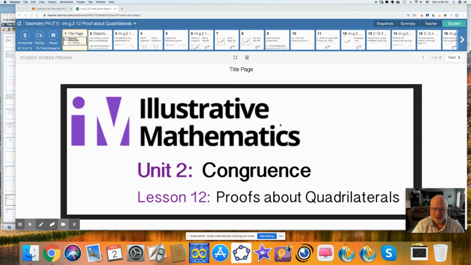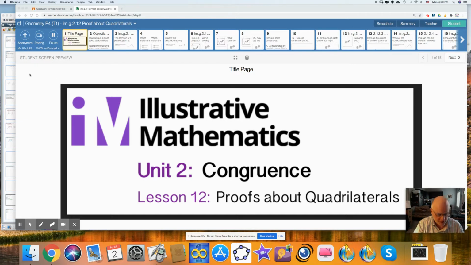Hi, I'm Mr. V, and today we're talking about congruence, which is Unit 2 of the Illustrative Mathematics, and we're in Lesson 12, which is proofs about quadrilaterals. In the next 2 days, we'll also be talking about more proofs with quadrilaterals. We've been doing proofs with triangles up to this point.